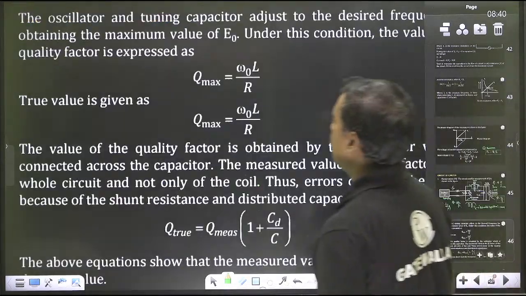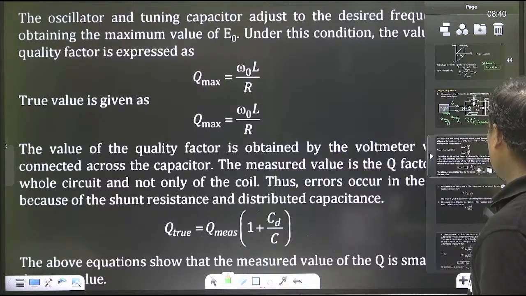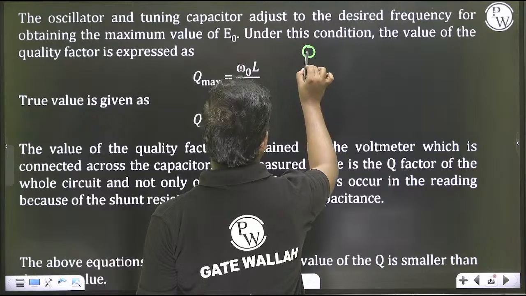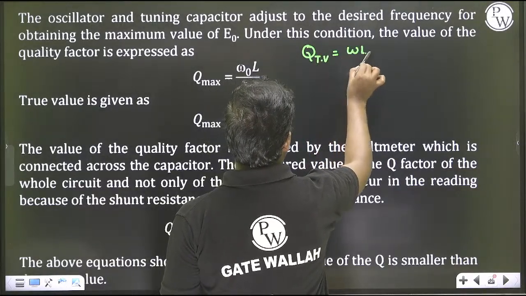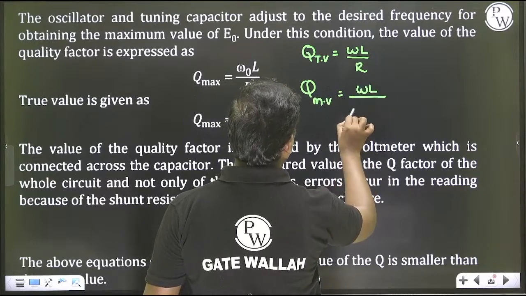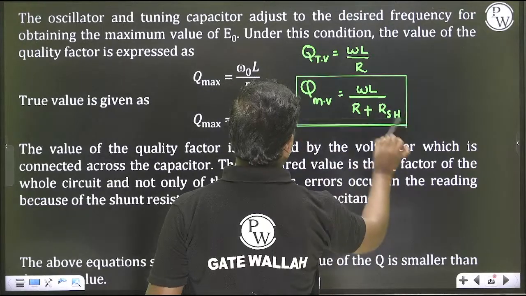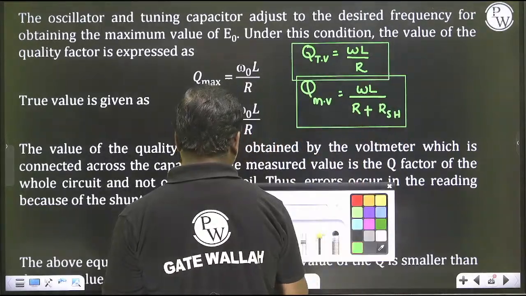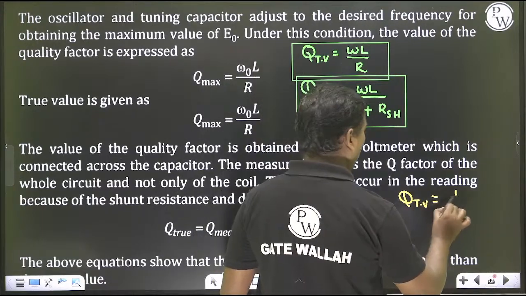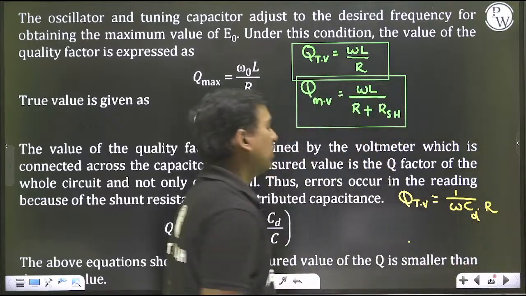So the true value is omega L by R. How do we work out the error? I will tell you the error methodology. Q true value is omega L by R, but what is the measured value? This R will also include RSH, so this is one possible error. Similarly, what is the Q true value? Q true value is 1 by omega CR, which involves the distributed capacitance.